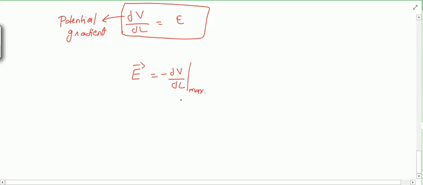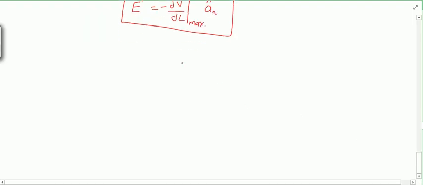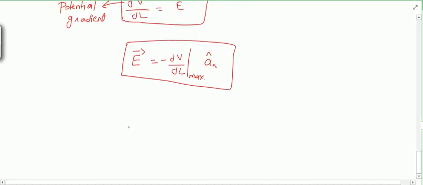So minus dV by dl max, because that will give the magnitude of the electric field. And for the vector, there will be a unit vector normal to that equipotential surface. So this value will give the electric field with its direction. If I write this in more mathematical form with the use of the differential operator, this can be written as minus del V.